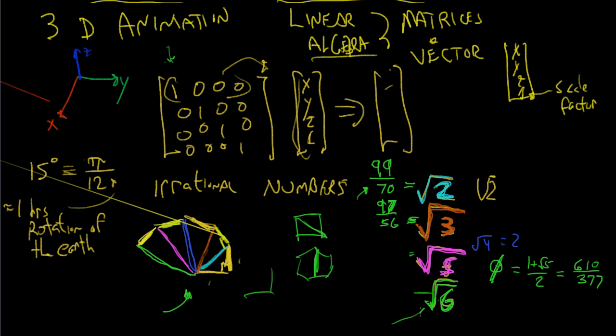This number here comes up. Doesn't need to, but it comes up when it comes into the memorization of the key values for pi over 12. So nowhere near as important.